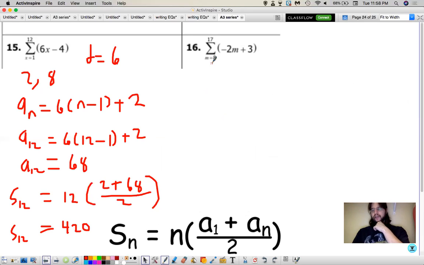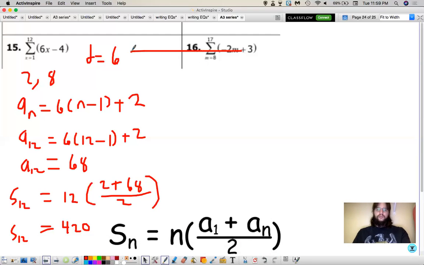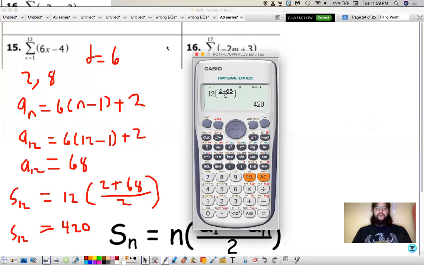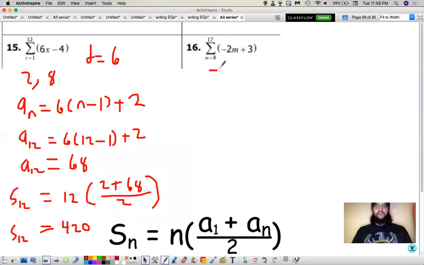We don't want to start at 1. We want to start at 8. Okay, we're going to go from 8 to 17. What's the first term if we start at 8? Let's see. So -2 times 8 plus 3. So the first term, if I start at 8, is -13.